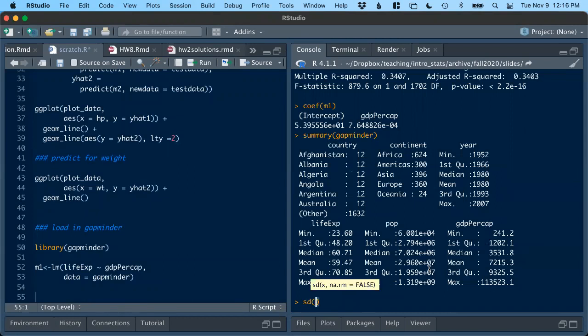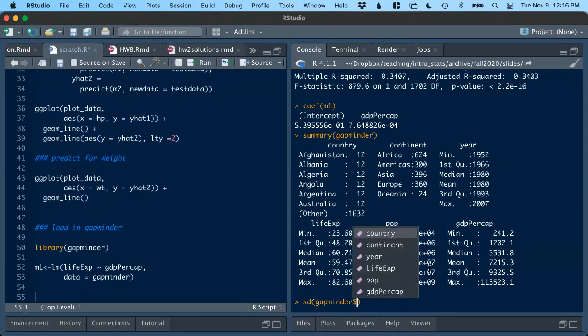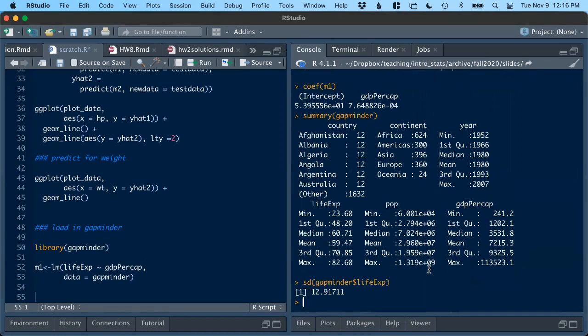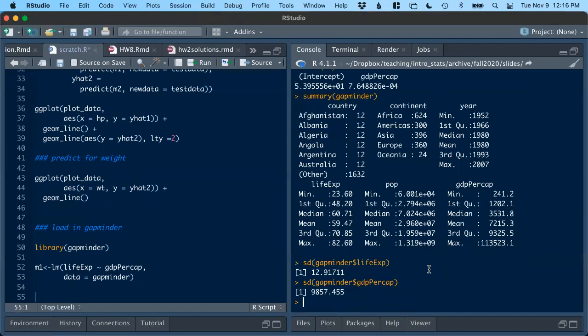And one way we can think about that is by looking at the standard deviations of the data. The standard deviation for life expectancy is 12.9. So 12.9 years is the average deviation from the mean for each country in this data, right? Each country year, because these are repeated observations of countries. And the standard deviation of GDP is 9,857. So we have really different scales here. So a few things we could do.